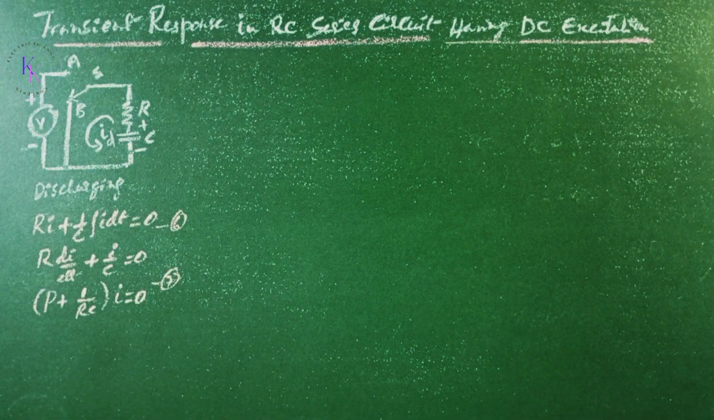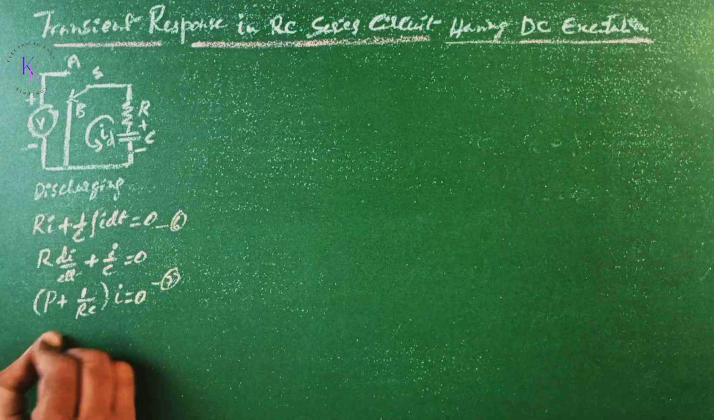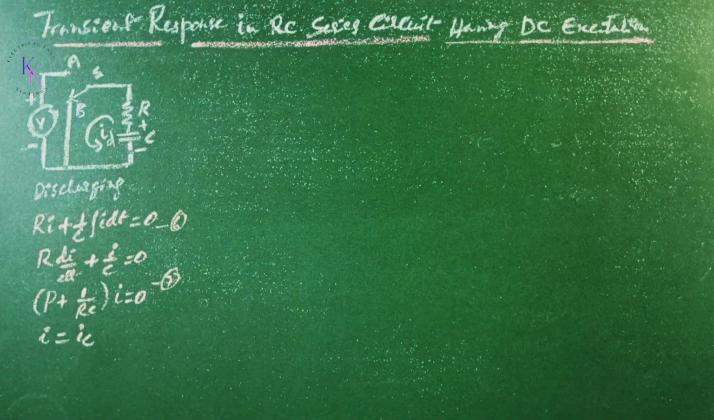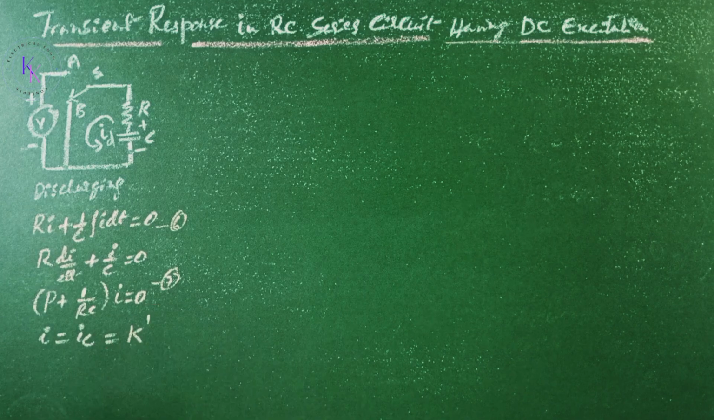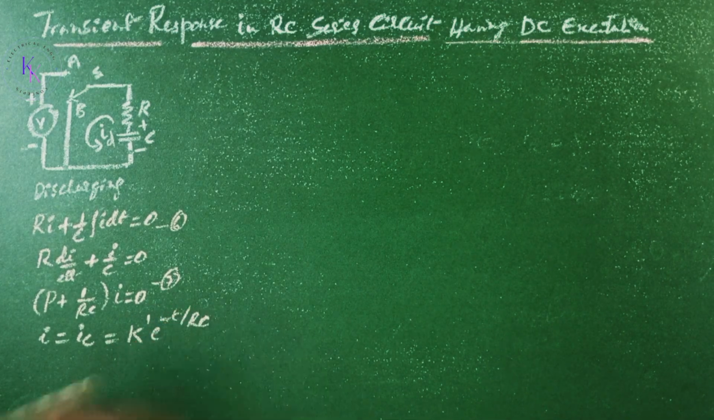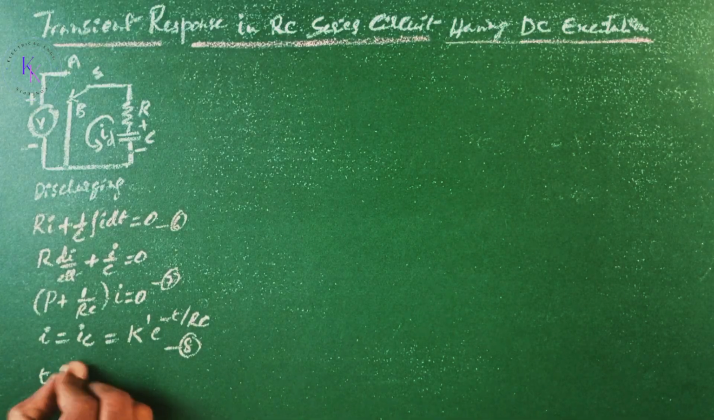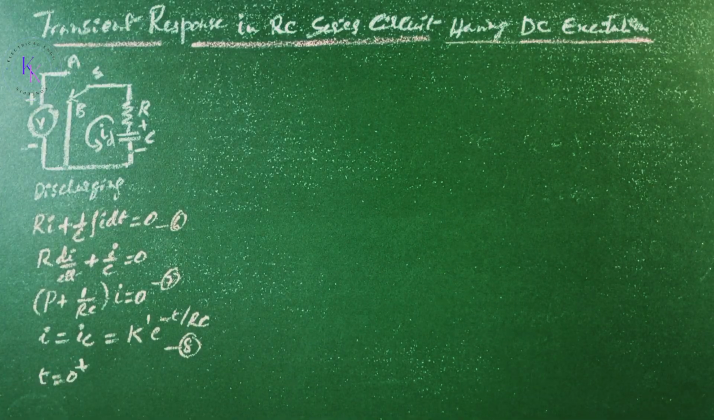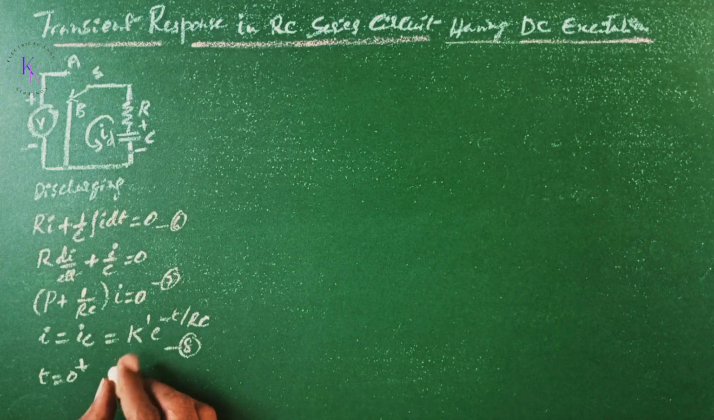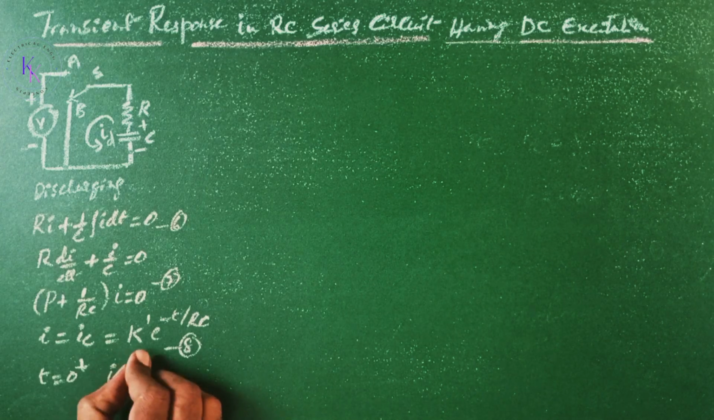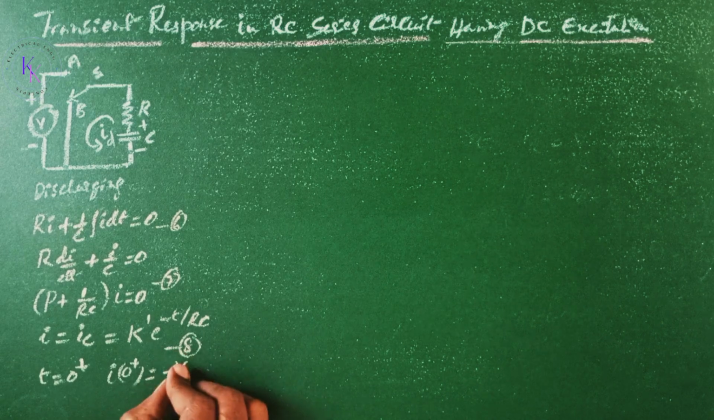This is the homogeneous differential equation, and its solution is only the complementary function, that is i equals i_c, which equals constant K dash e to the power of minus t by RC. That is equation number 8. However, at t equals 0 plus, the capacitor will start discharging the current through the resistor in opposite to the original current direction. Hence, the direction of current i during discharging is negative, and the magnitude is given by V by R. Thus, i at 0 plus equals minus V by R.